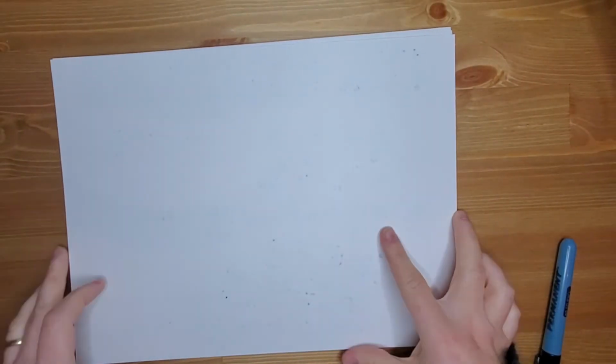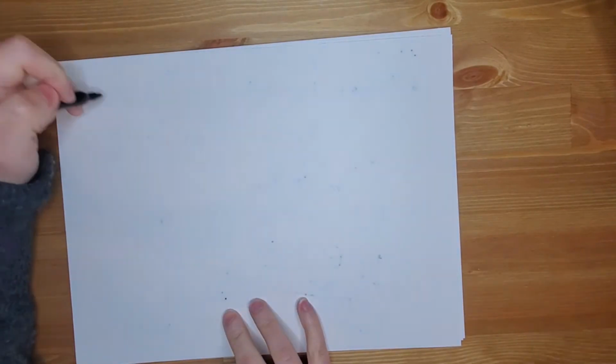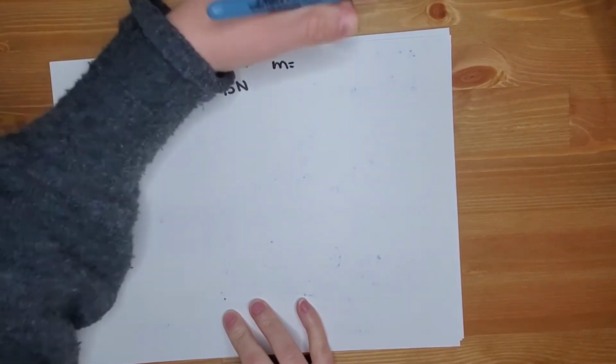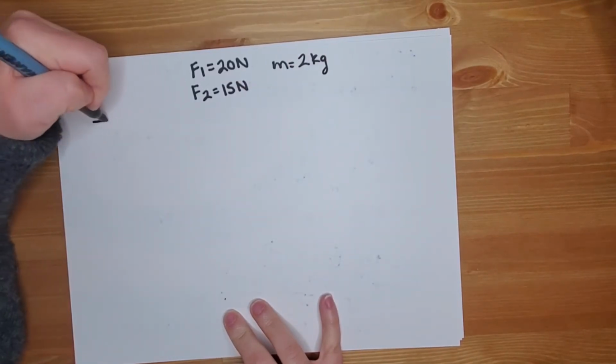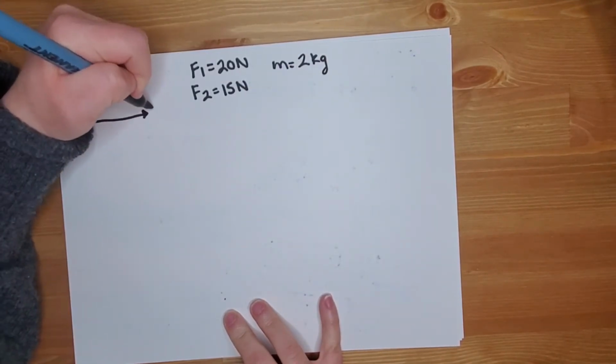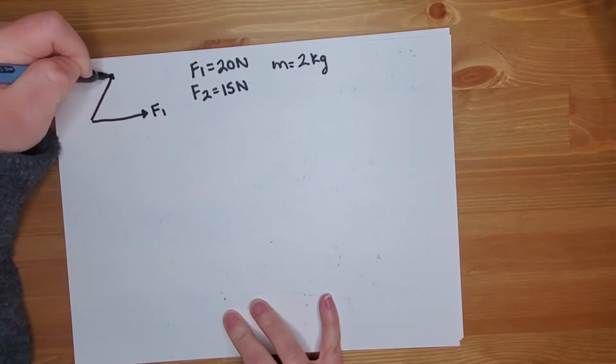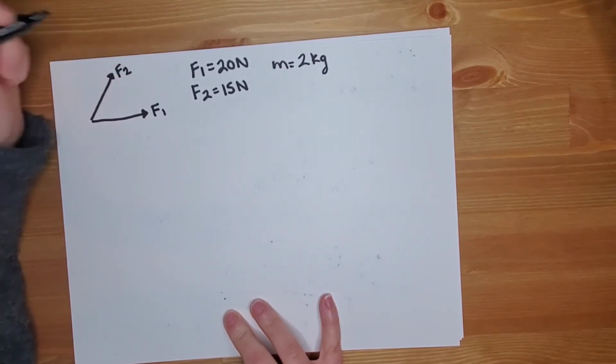In this new example, we will be getting the same magnitudes of the two forces. So F1 is again 20 newtons and F2 is only 15 newtons. However, force 1 is also going east as before, while force 2 is going northeast, 60 degrees from the east direction.